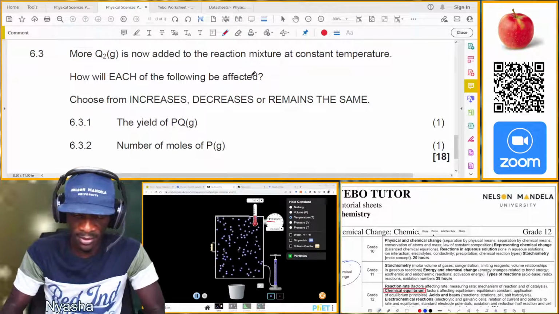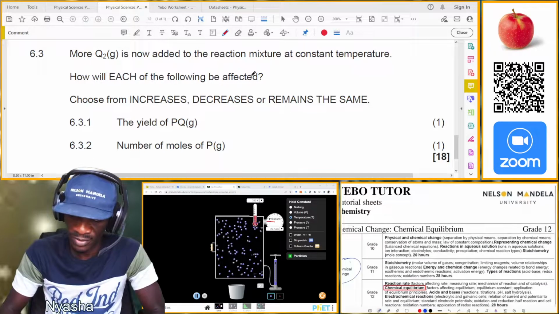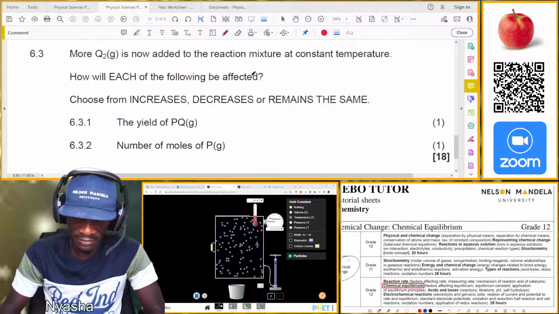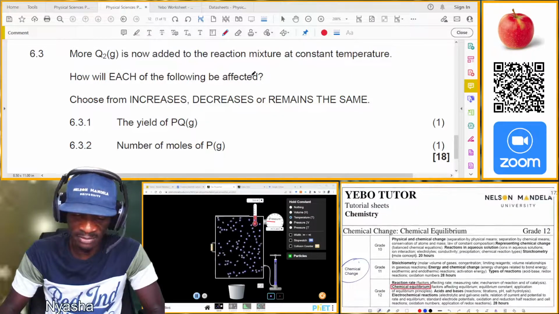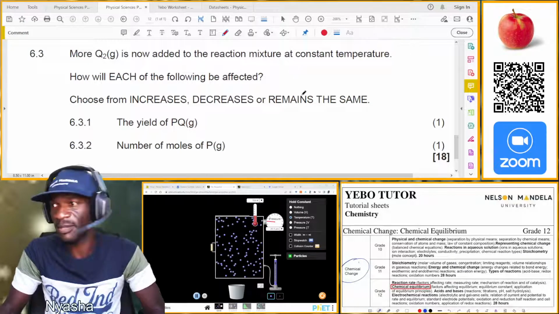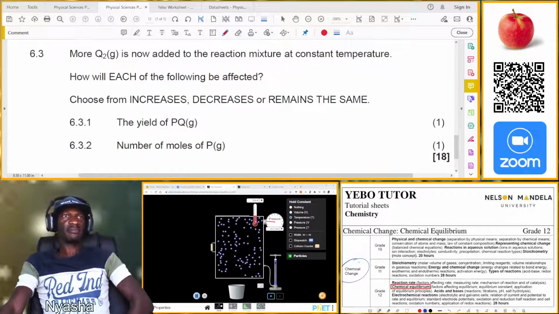Right, there we go. That's today's work. We've covered rather an important part of chemical equilibrium.